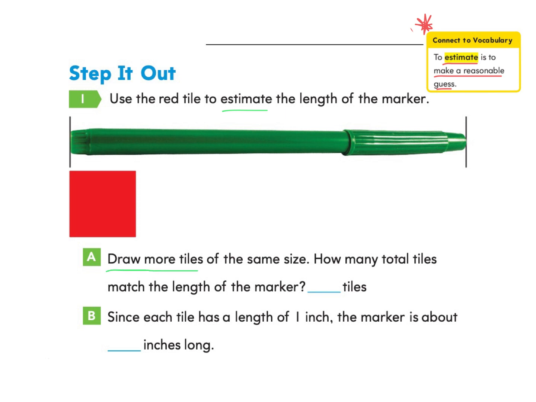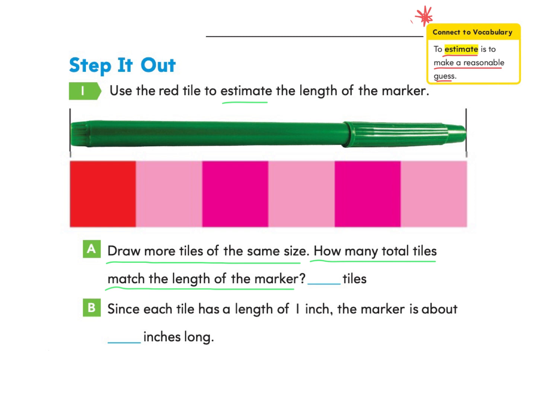Draw more tiles of the same size. How many total tiles match the length of the marker? So here's where we need to draw the same size tile underneath the marker. So if you've already done this, you could trace yours, or you can just follow along with me. So I have placed the same size tile underneath the marker, and I find that there are 1, 2, 3, 4, 5, 6. There are 6 tiles. So I'm going to go ahead and write that in here.